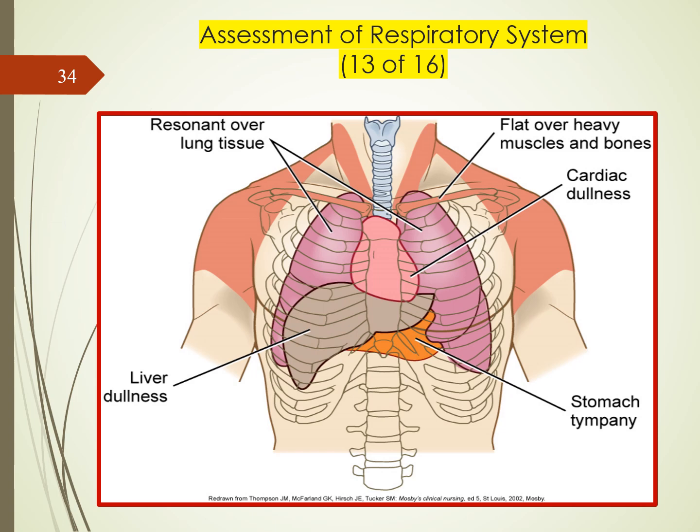This is when you percuss. Each different area is going to have different sounds. Like the stomach is going to be more of a tympany sound, and that's because it's hollow. The liver is going to be more dull because that's pretty much a solid organ. You're going to have some resonance over the lung tissue. It's a very flat sound over muscles and bones. You don't really hear a whole lot. It's very flat.